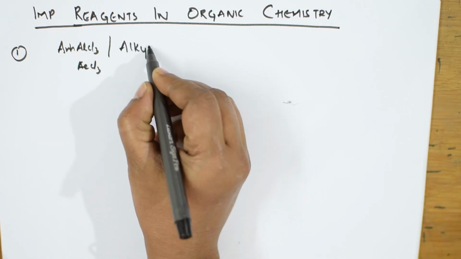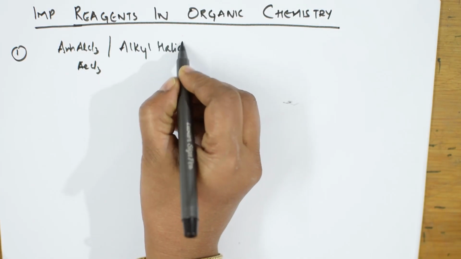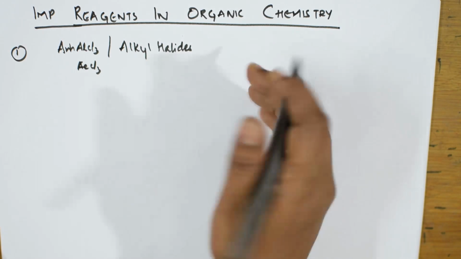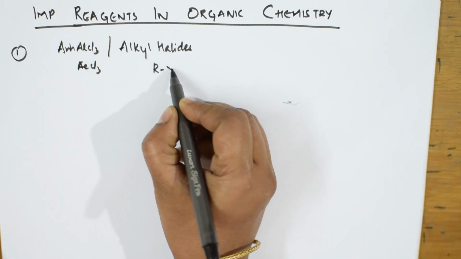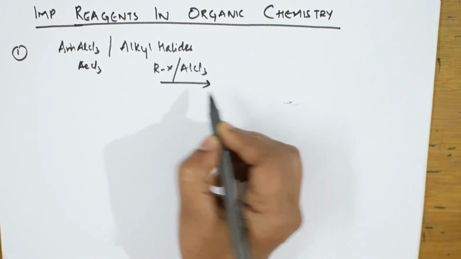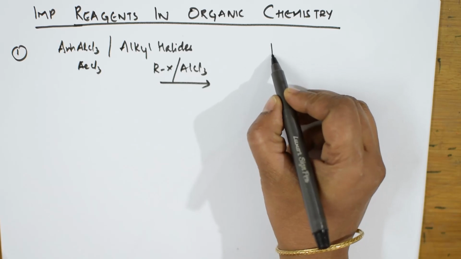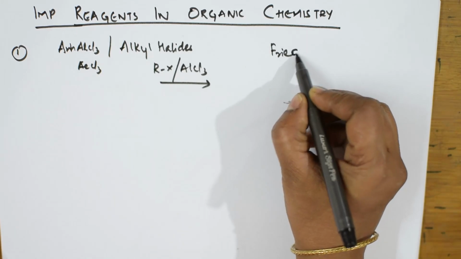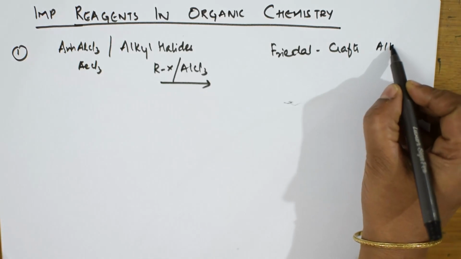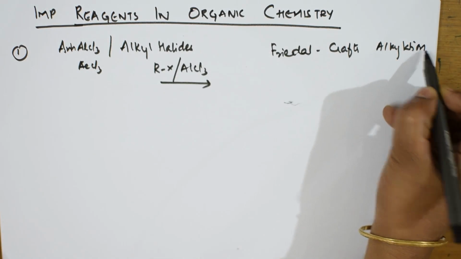Remember, on the top of the arrow, if you have seen anhydrous AlCl3 and alkyl halide, alkyl halide is nothing but RX, isn't it? In the exam paper, if you see this on the arrow, what should you do? Remember, it is nothing but Friedel-Crafts alkylation reaction. So what happens in Friedel-Crafts alkylation reaction?